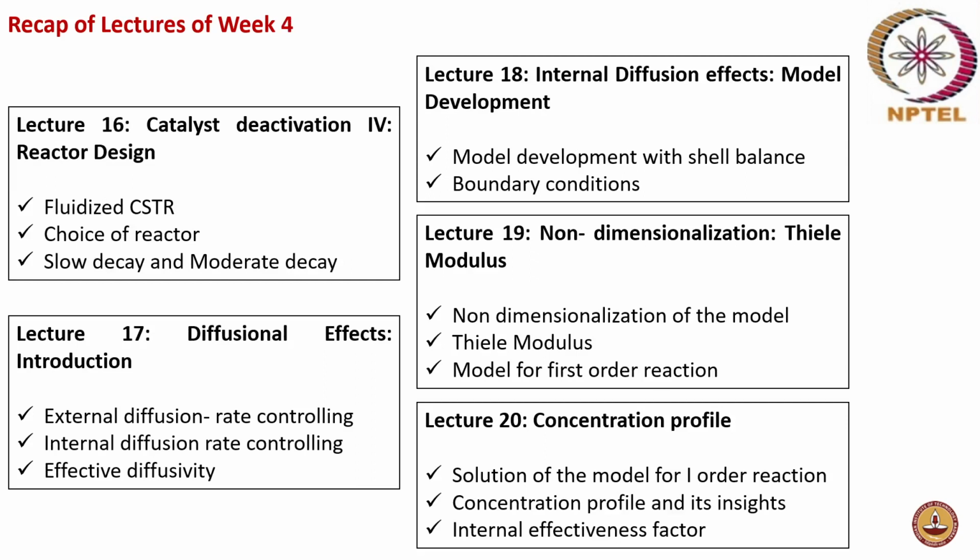Week 4 lecture had some continuation on catalytic deactivation, where fluidized CSTR design was discussed, and then the choice of reactor. What happens when there is a slow decay and moderate decay? So, what would be the choice of reactor was discussed. And then, as the catalysis process involves diffusion steps, the diffusional effects were introduced, and the concept of effective diffusivity and internal diffusion effects.